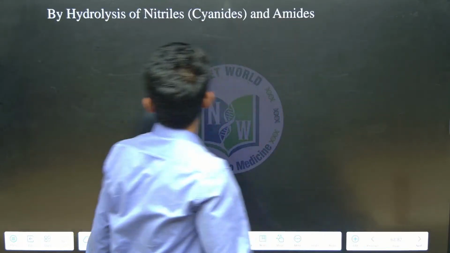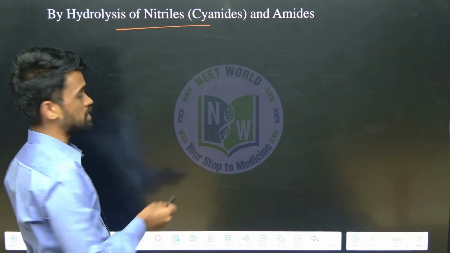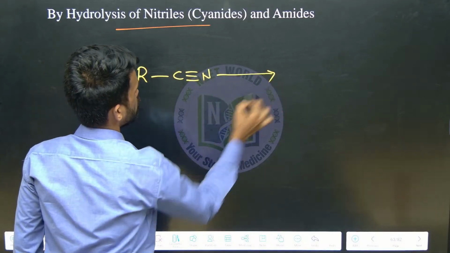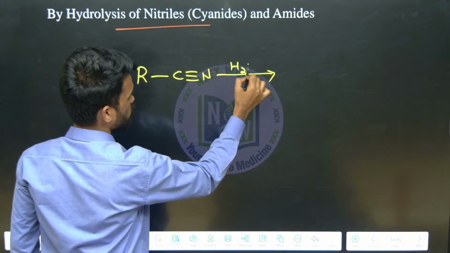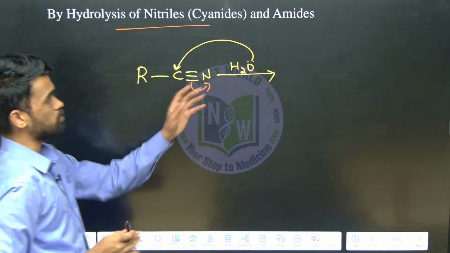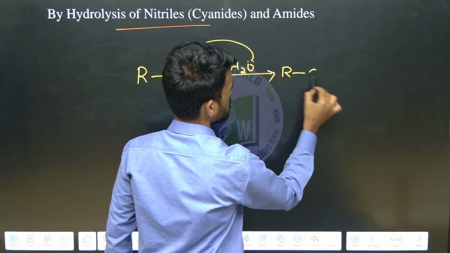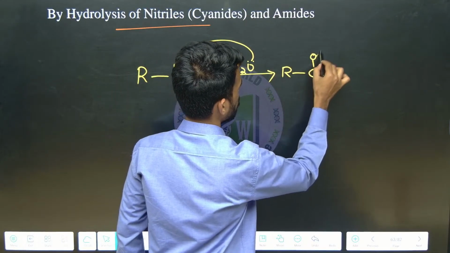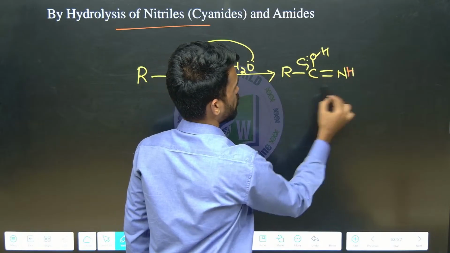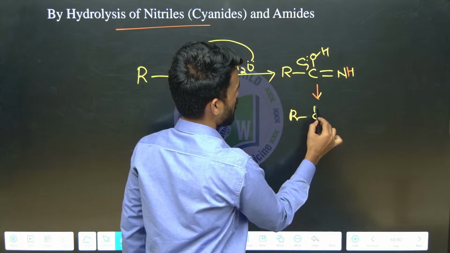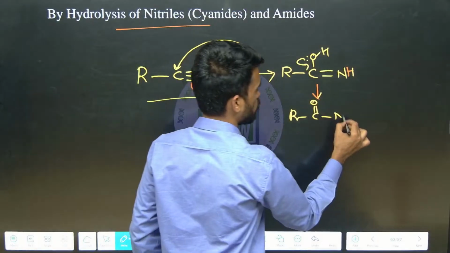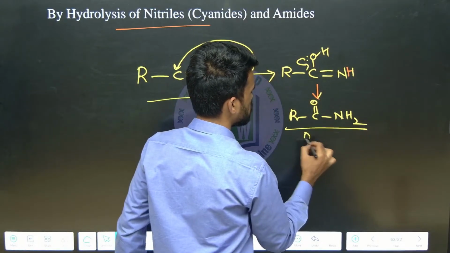Next, hydrolysis of nitriles, those are nothing but cyanides. See, R-C≡N. Okay, so what we are doing is adding water. The oxygen will attack on this nitrile carbon and it becomes an imine first, an imine type of bond like this. Okay, it will be converted into amide. So partial hydrolysis of cyanides produces amides. So this is called amide.